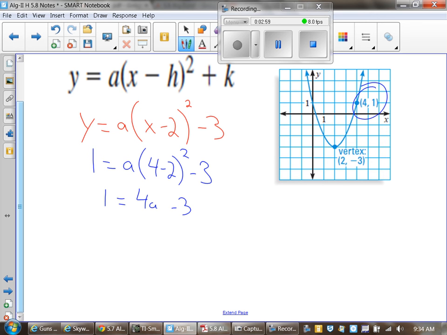Now what do you do? On the other side. What's a? 1. A does not equal 0. If a equals 0, you have a horizontal line. So now, what's the last thing you have to do? Right, just rewrite it out. Now, since your a value is 1, can you just write y equals x minus 2 squared minus 3? Yes. A equals 1. If a equals 0, you'd have a horizontal line through -3, excuse me. And that's it.